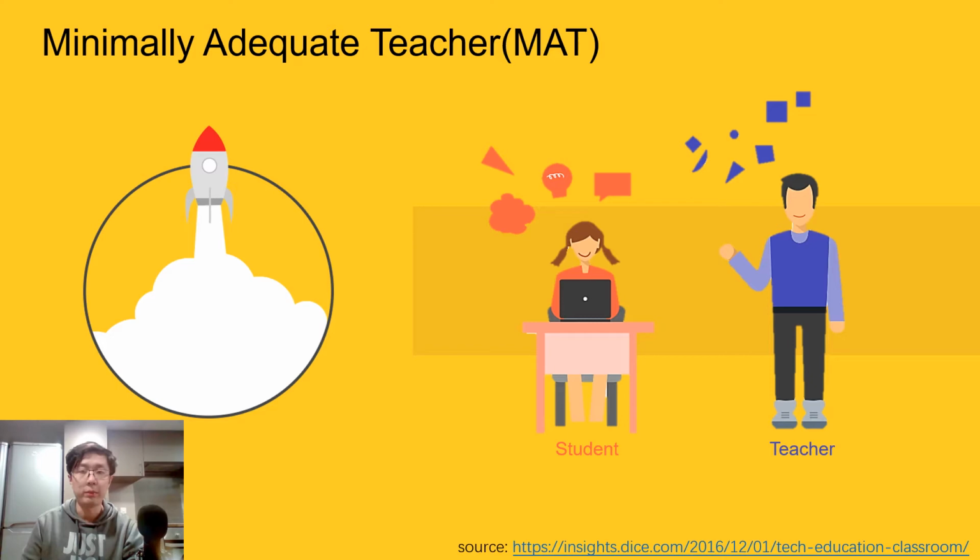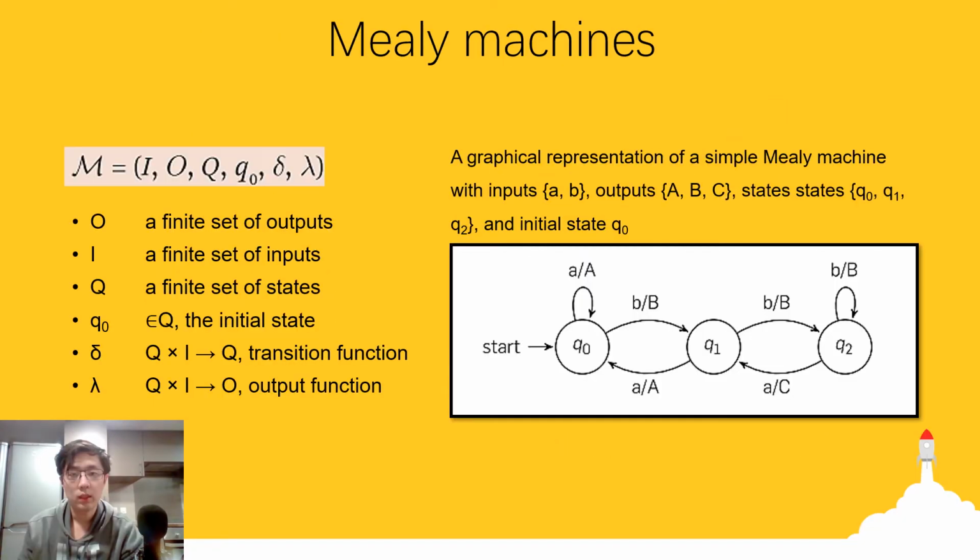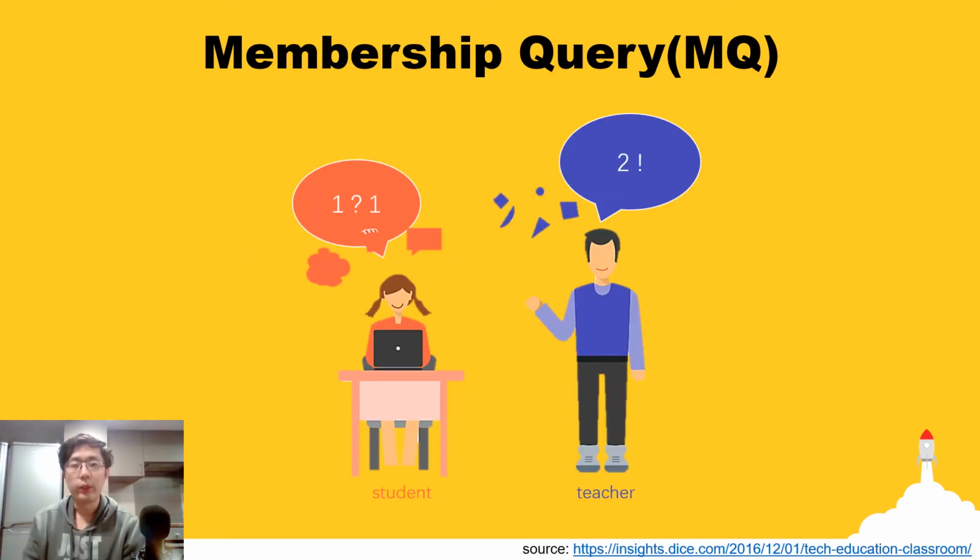So, what is a Mealy machine? A deterministic Mealy machine can be described by the tuple in the pink box. The meanings of the attributes in the formula are listed on the left, and on the right there is a representation of a simple Mealy machine. So with the framework of the Mealy machine, how does the student learn the system? Initially, we assume that the system the student learns can be described by the Mealy machine M.